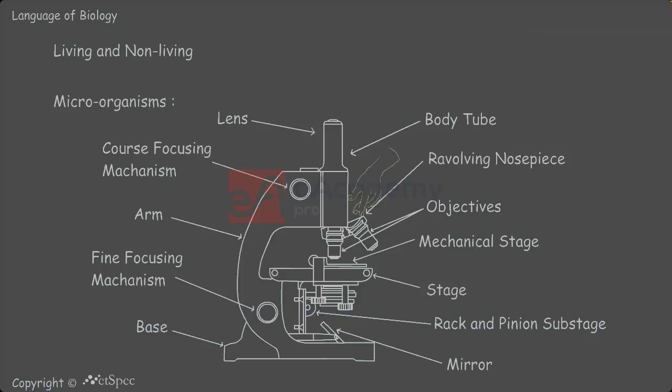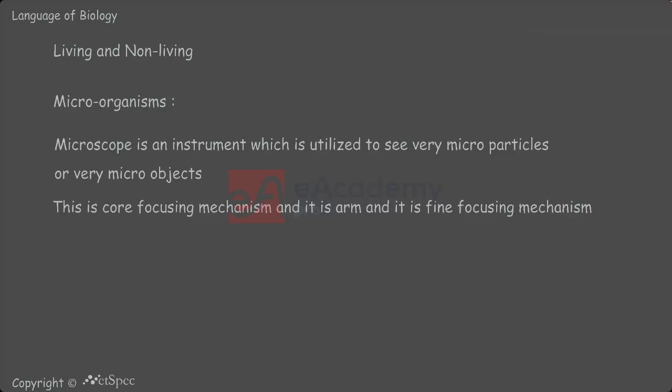These are all objectives, and this is the body piece and the stage where we are going to place a slide, and this is the mirror which we use to focus light on the slide. These are all the parts present in a microscope, and we can see with this microscope the organisms which we cannot see with our normal eyesight.